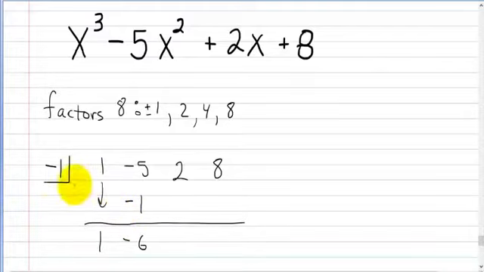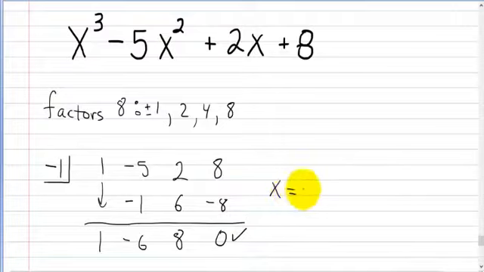Negative 1 times negative 6 is going to give you a positive 6. And now 2 plus 6 is 8. Negative 1 times 8 is negative 8. 8 plus negative 8 is 0, and that checks out. So x equals negative 1 works, and we can use this.